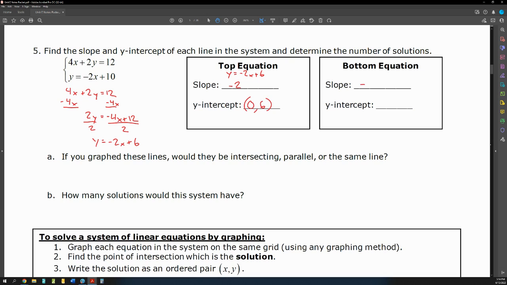For the bottom equation, this is already in slope-intercept form. So the number in front of x is our slope, which is -2. And the constant tacked on at the end is positive 10. So our y-intercept as an ordered pair is (0, 10).